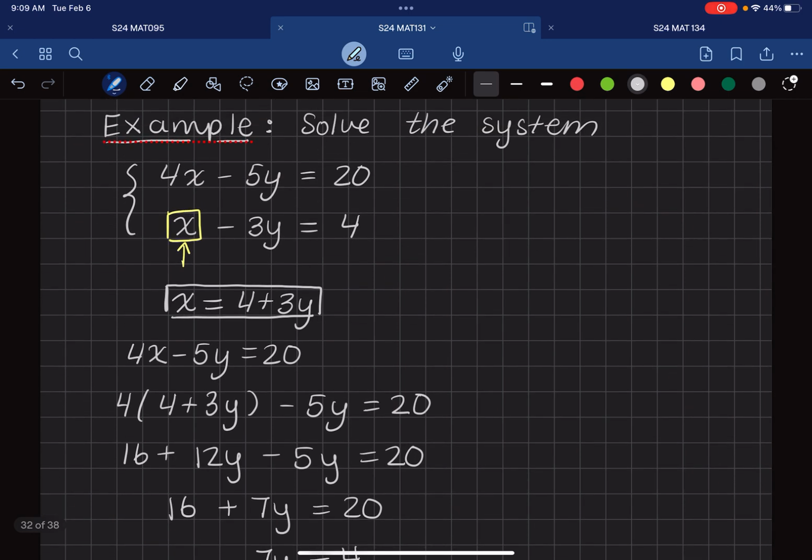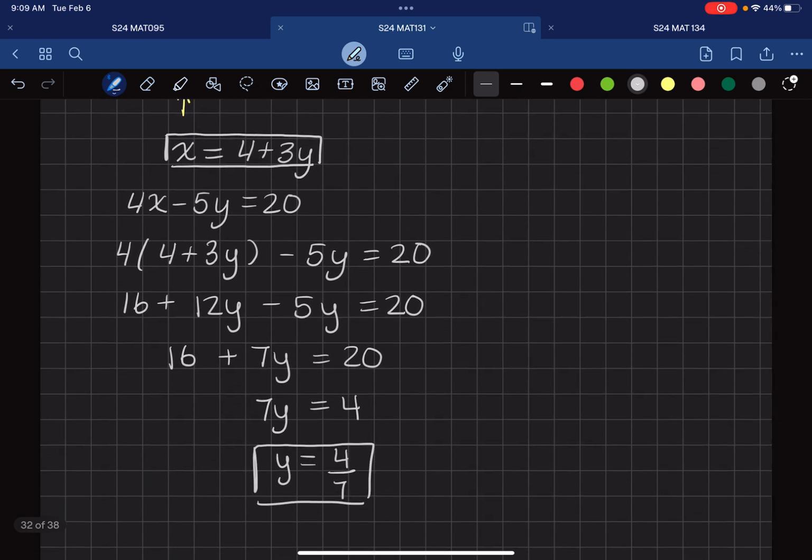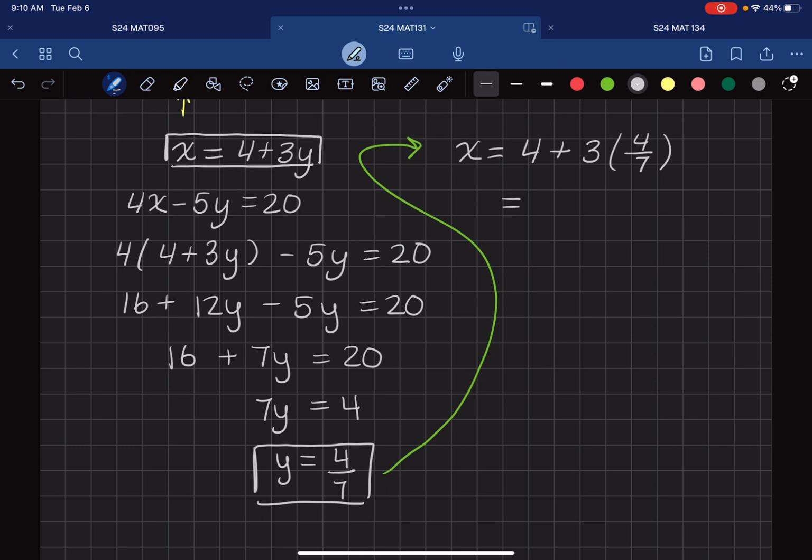lines. Then we're going to recycle this substitution that we used, x equals 4 plus 3y, and we're just going to plug in what we just found for y. So we have that x is equal to 4 plus 3y, and we know that y is 4/7. So we just go through and do order of operations.